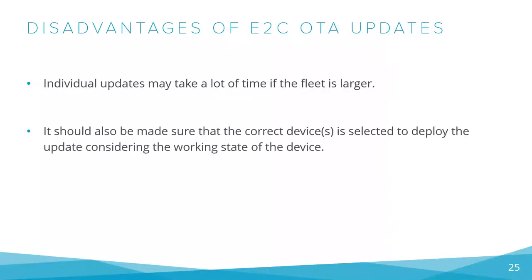It should also be made sure that the correct device or devices are selected to deploy the update, considering their working state. That is, if the device is in the middle of performing any critical task, like the example I told earlier of an actuator opening and closing the gas door, then the update should be deferred regardless of trying to force the update to be installed on it.